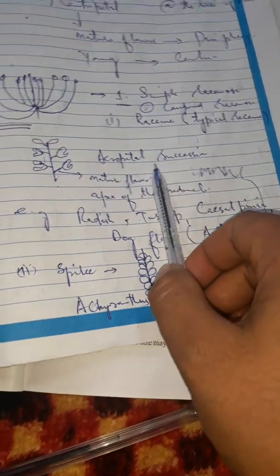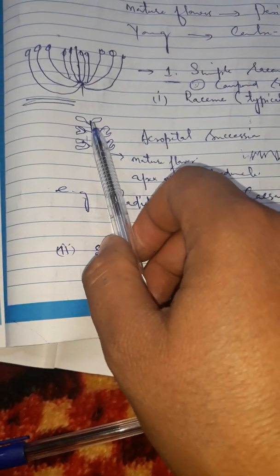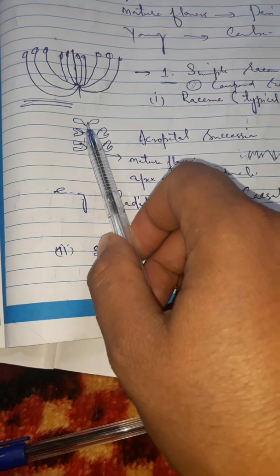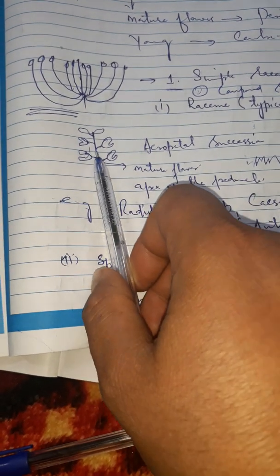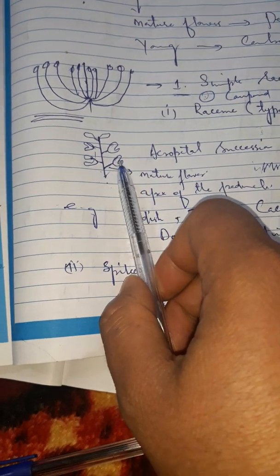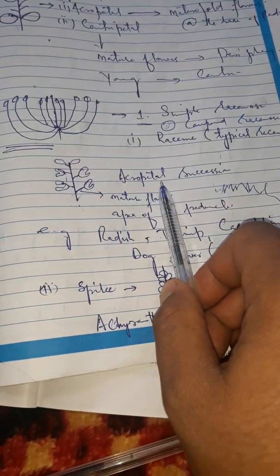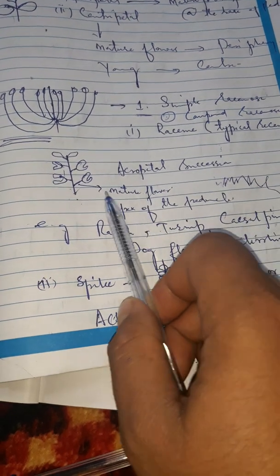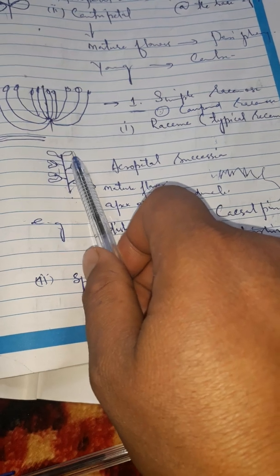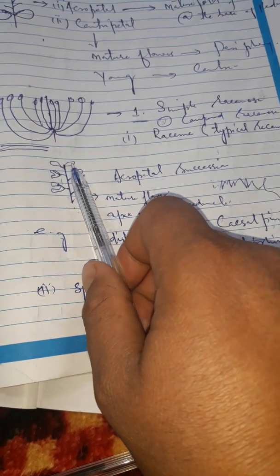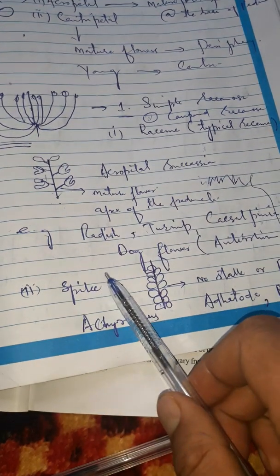So far as the typical raceme is concerned, it is that type of inflorescence in which the peduncle, the flowering axis on which the flowers arise, produces flowers in acropetal succession. Acropetal succession means the mature flowers are at the base, and immature, juvenile or young flowers are at the apex. So this is called acropetal succession, right?